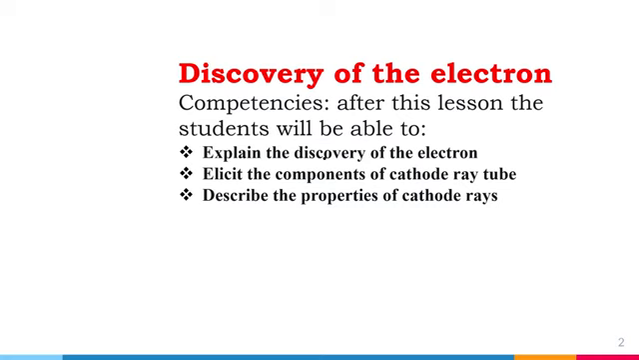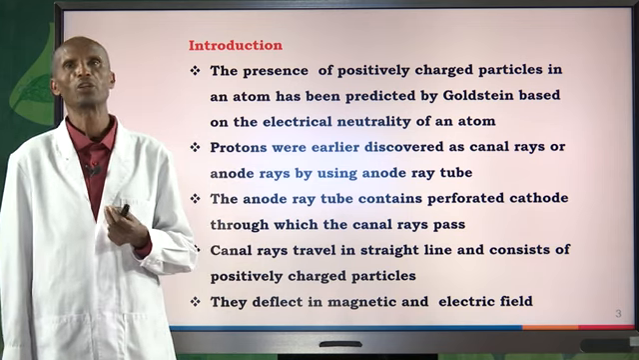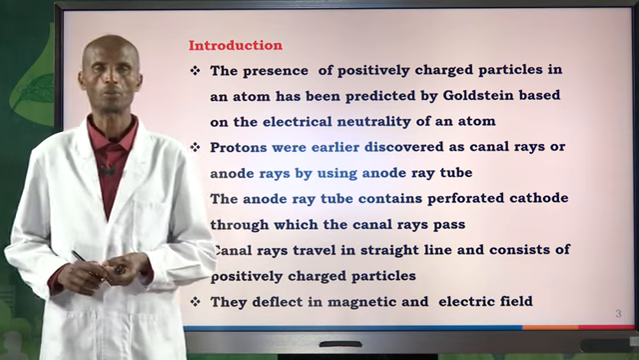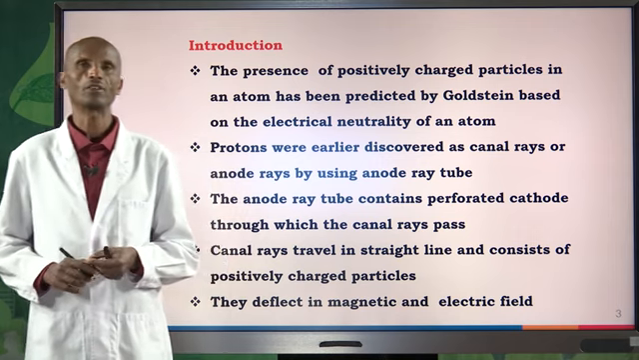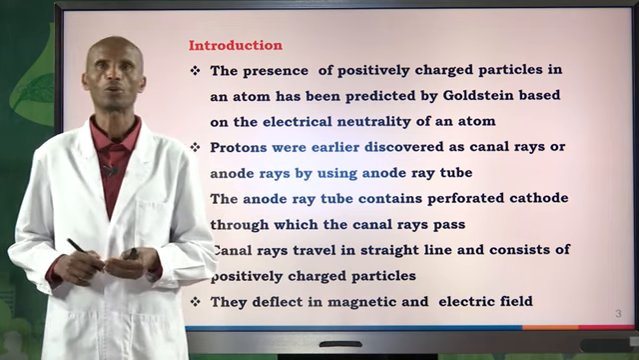Before discussing today's topic, let us remember what we have learned in our last lesson. The presence of positively charged particles in an atom was predicted by Goldstein based on the electrical neutrality of an atom. That means, as we discussed in our previous lesson, protons were earlier discovered as canal rays or anode rays by using the anode ray tube.